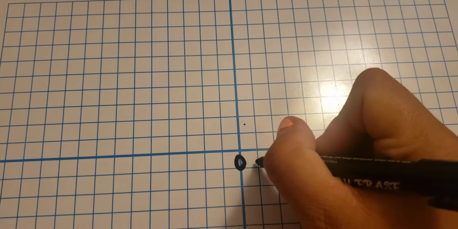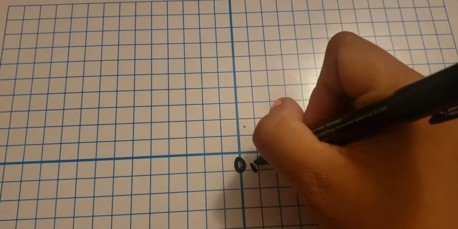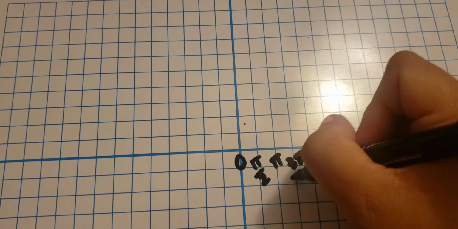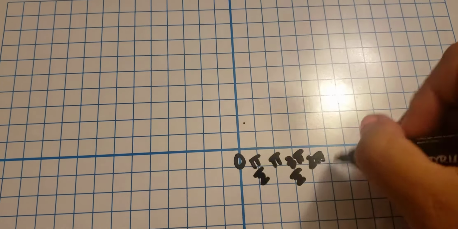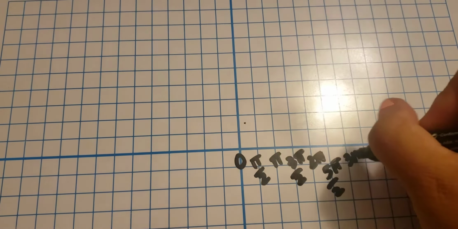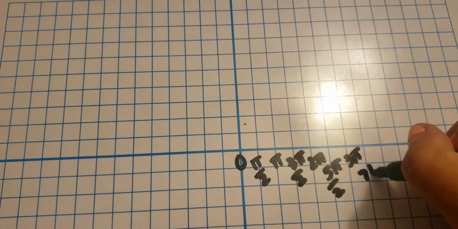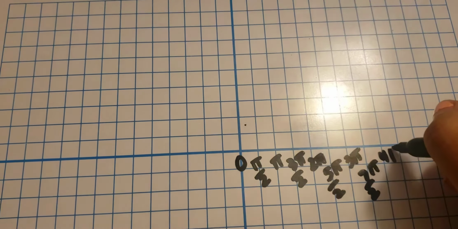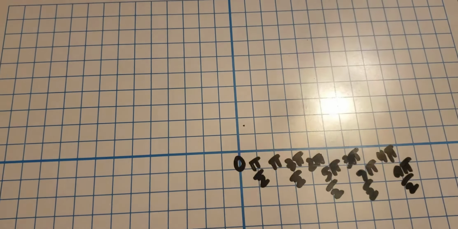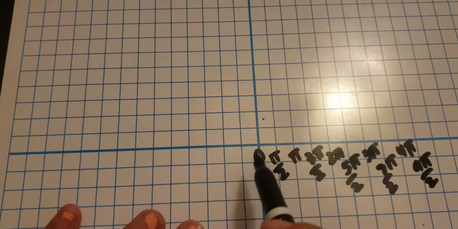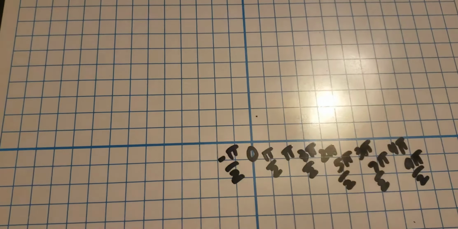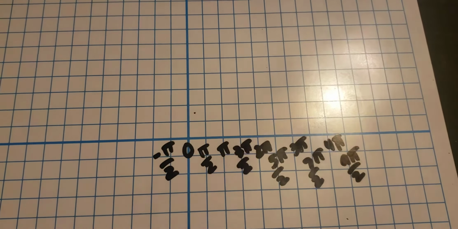So I'm going to have to try to write small. Pi over 2, and then pi, 3 pi over 2, 2 pi, 5 pi over 2, 3 pi, and then 7 pi over 2, and then 4 pi, and then 9 pi over 2. Okay, and then remember on the flip side, we started at negative pi over 2. So negative pi over 2 starts here. Okay. All right, so this is cosine.